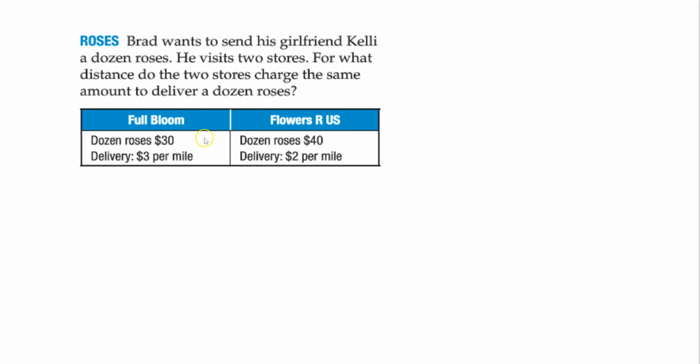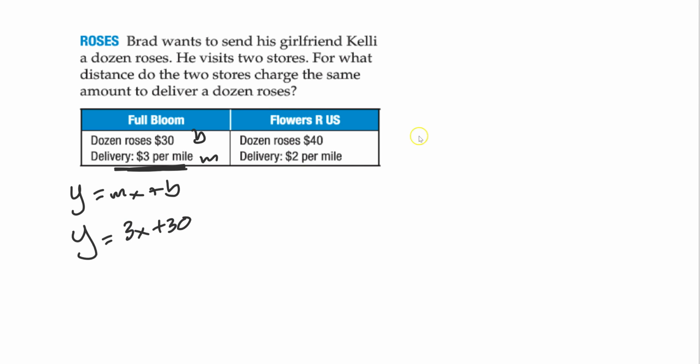So first thing we're going to do is find an equation for both of these. So in this case, for Full Bloom, I like that title, it's a cool name. A dozen roses are $30. Delivery is $3 per mile. Right? So let's write an equation. $3 per mile, so that's my m. And then the roses cost $30. So my equation there is going to be 3x plus 30.